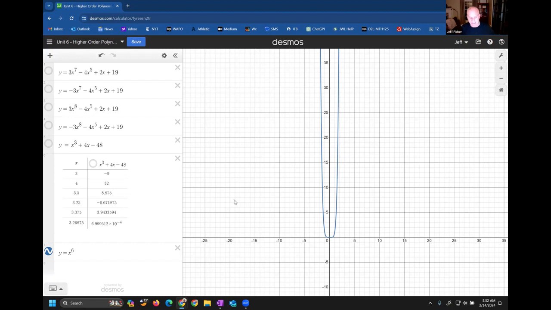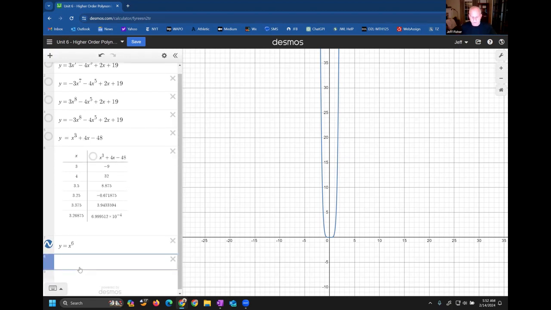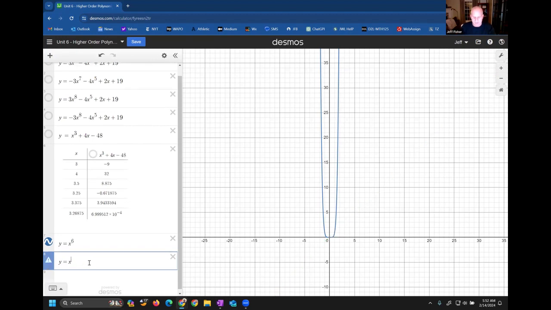So if I said to you, what is it going to look like? I'm going to turn it off for now. I'm going to enter x raised to the 9th. If I put a 9 here, I'm going to turn this one off too. Y equals x to the 9th. What do you think it's going to look like? Do you think it's going to go like a U shape? Let me do this on my paper. Let me show you.